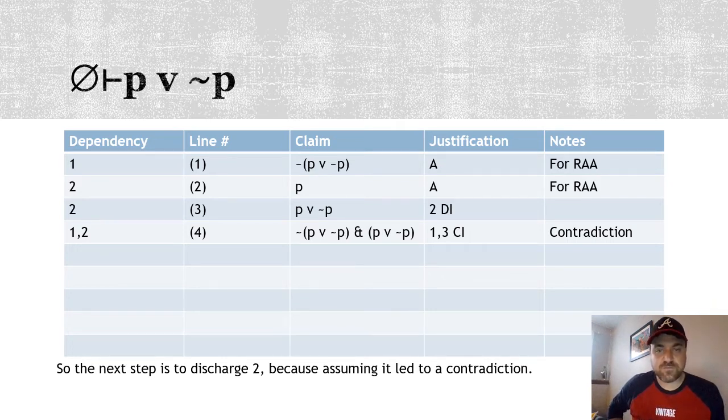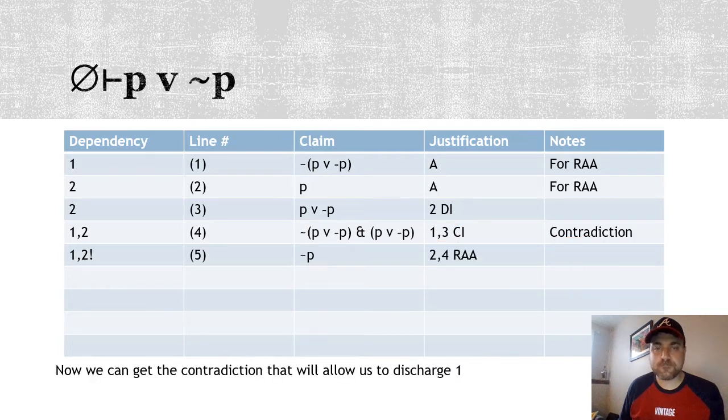So if you assume P, use disjunction introduction to get P or not P, because if P is true, then P or whatever is true. Then we can simply put these two together, line 1 and line 3. And that gives us our contradiction, and then we're going to be discharging this into its negation. Okay, and so that's what we get there. We get the not P, and we've discharged the assumption that we made at number 2.